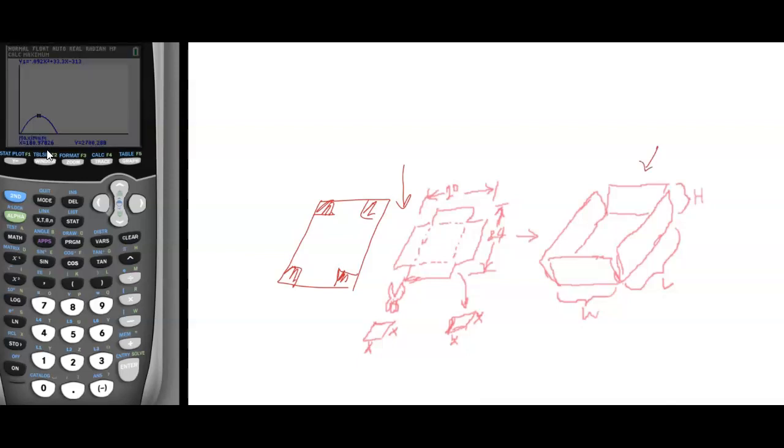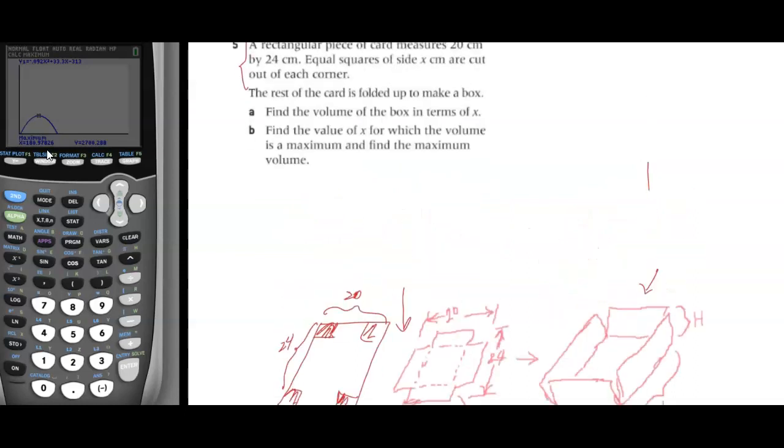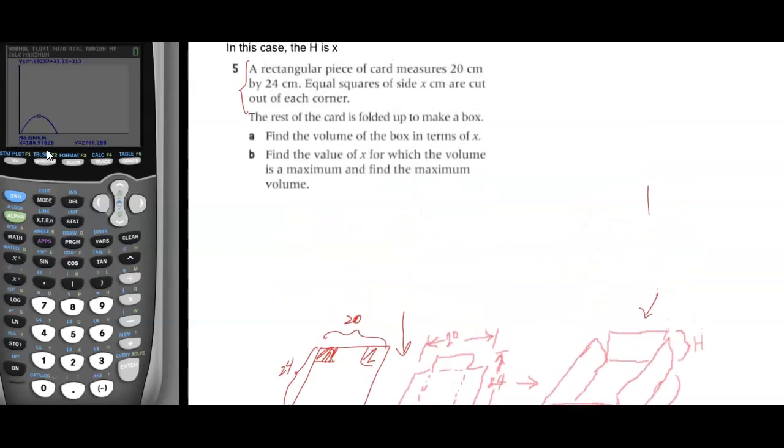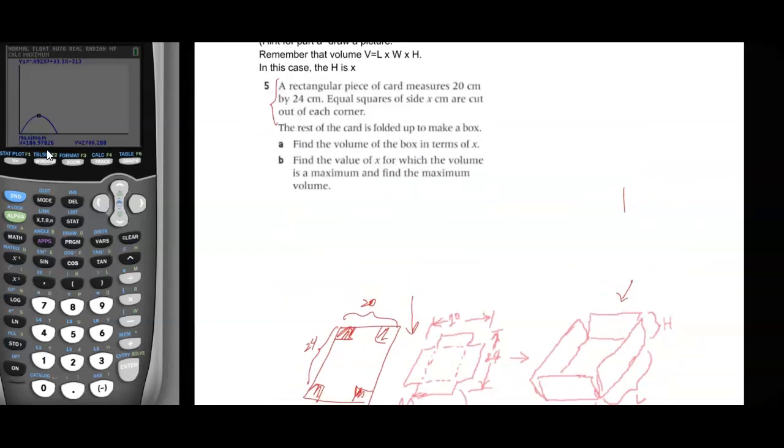So they tell us that the size of the original piece of cardboard is 20 by 24, and the squares that we're going to cut out, we don't know what size they are, but they're asking us what's the best size of square to cut out of the corners so that you get the biggest volume of box possible, okay? So how do we do that? So we know that when we fold it up, we're going to have the volume equation of the box, right? Remember, volume is length times width times height, okay?